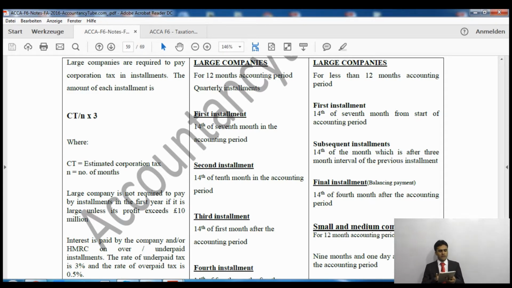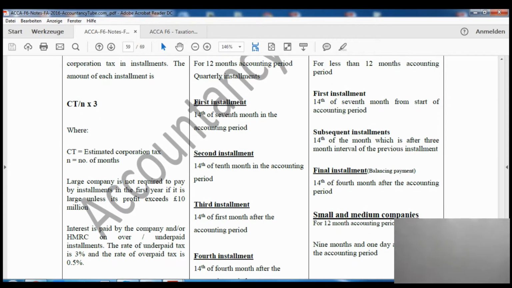It's very easy if it is a large company and the accounting period is 12 months long. However, if it is less than 12 months long, then it is a little complicated. Now, if you're a large company and your accounting period is less than 12 months long, then you are paying by installment because you are a large company. We know how much you have to pay, but let's see how many installments you have to pay.